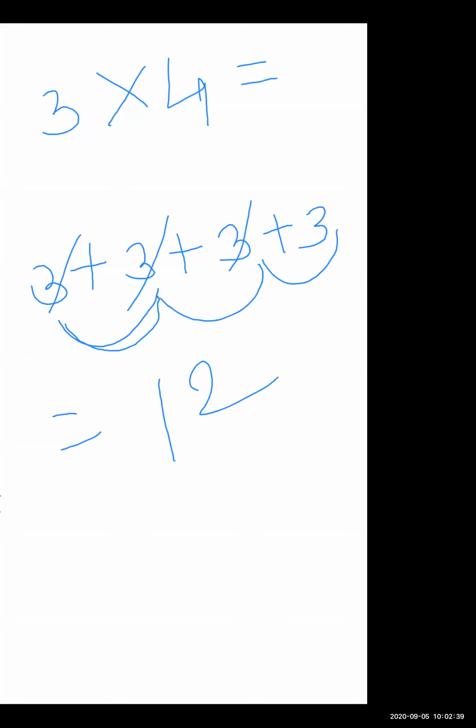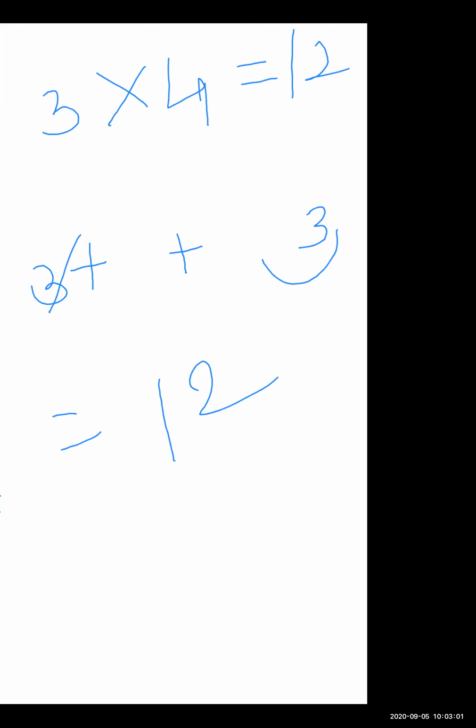We got the answer 12. So what is the answer of 3 into 4? Or what is the answer of 3 multiplied by 4? The answer is 12. Okay, so this is the relation between multiplication and addition. Got it? Now, I was telling you that we'll be making a table of 3.